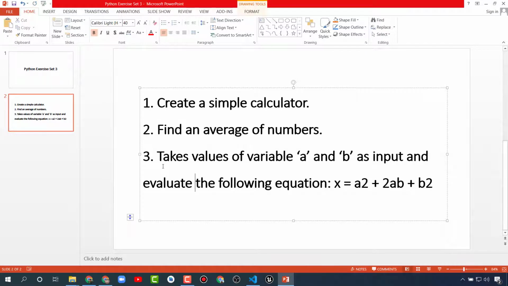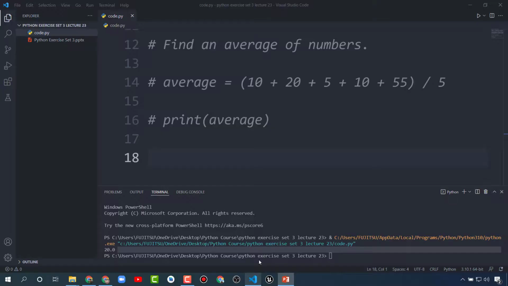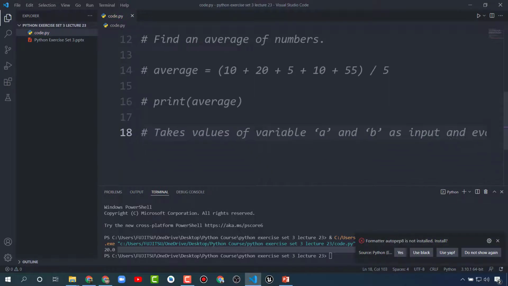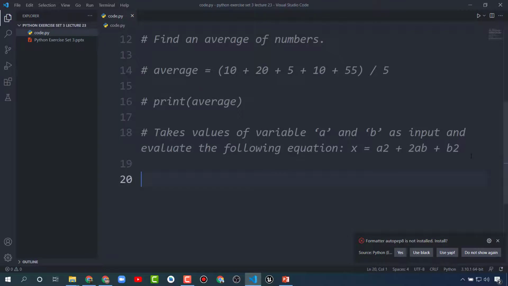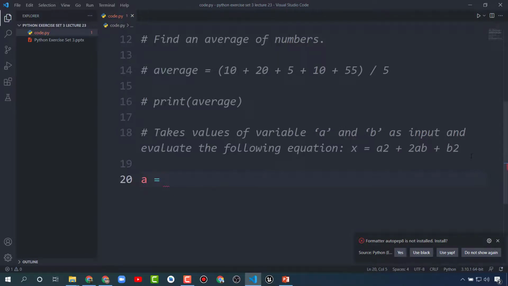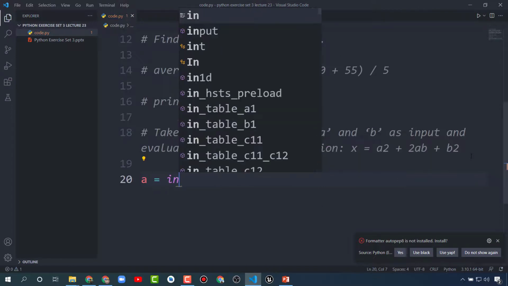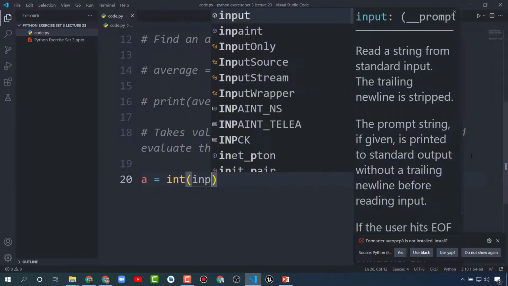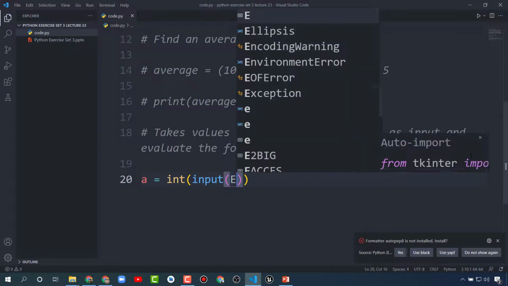So let's do another exercise, that is take values of variables a and b as input and evaluate the following equation: x equals a square plus 2ab plus b square. So first we create two variables. We take input from the user in these variables and convert it to the integer data type.